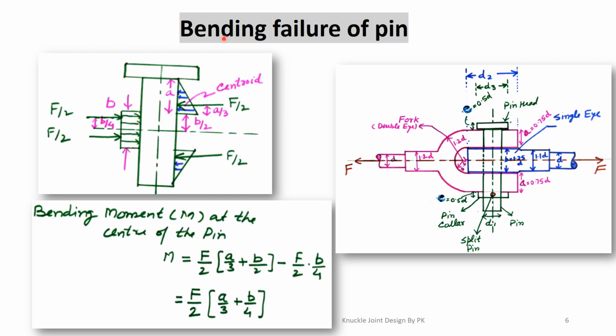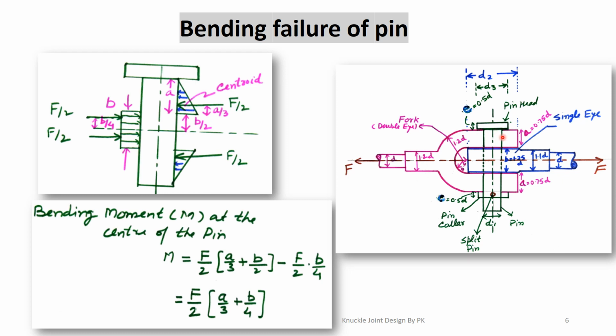Let us discuss the next failure of the pin, that is bending failure. The pin can also fail in bending. If the pin is loose between the fork and the single eye, then it can fail in bending also. Let us discuss the bending failure of the pin.